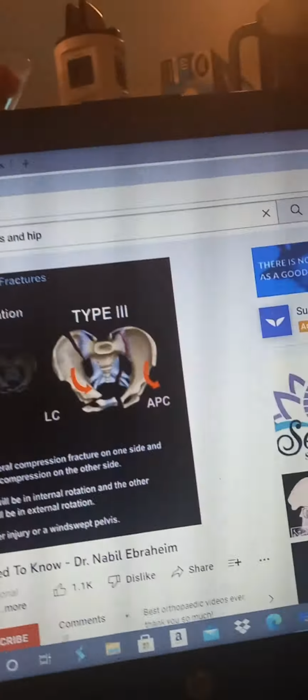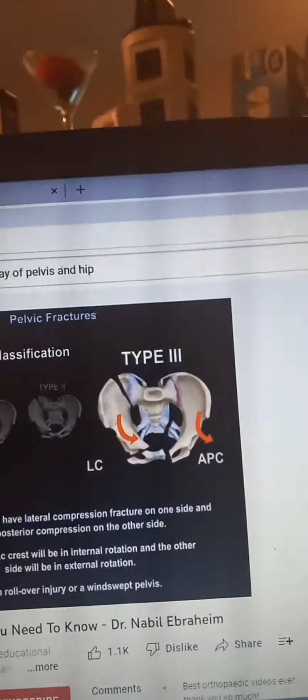In type 3, you will have lateral compression fracture on one side, and anteroposterior compression on the other side. So it could be a type 3 or worse. I know, in internal rotation, and the other side will be external rotation. It is a rollover injury, or it's called a windswept injury. If the patient dies, they will die from head injury. Lateral compression type 3 probably will have a high incidence of bowel injury.